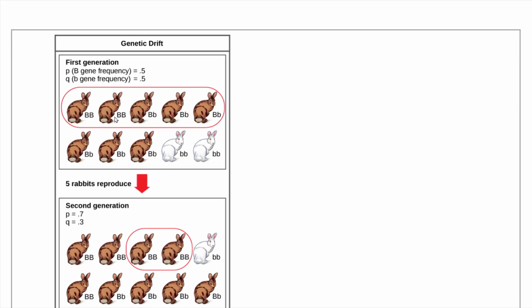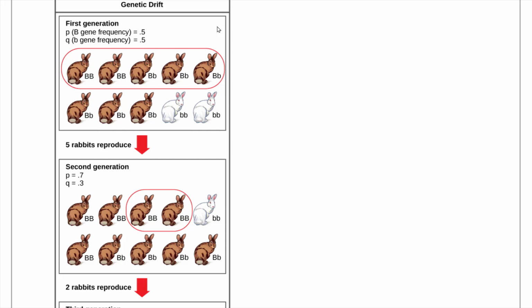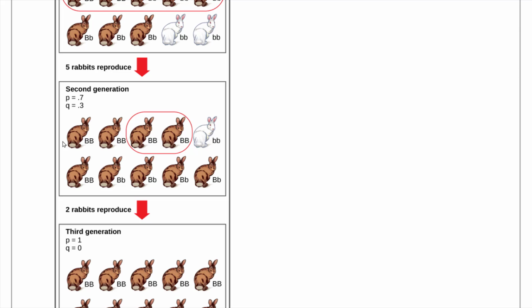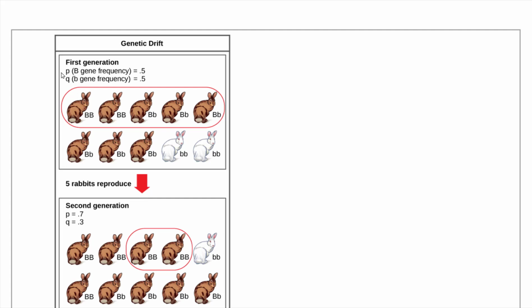But let's just say randomly, only 5 of these rabbits reproduced. Because of that random chance, you just had 5 of them reproduce. Let's say some of them die off, etc. If these are the only ones reproducing, there's only going to be one white recessive rabbit or bunny there. Let's say that's the second generation. If you count all these up, you're going to have 70% with the P, or the capital B gene. The P is just the probability for the capital B gene.